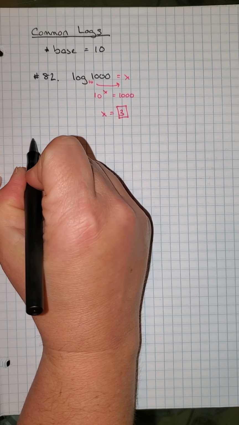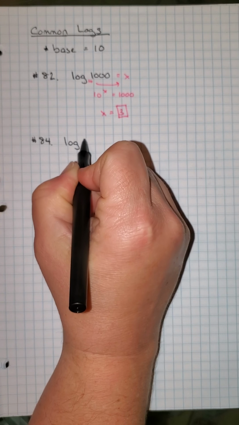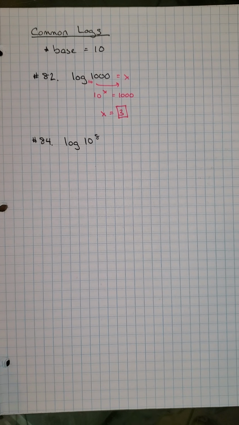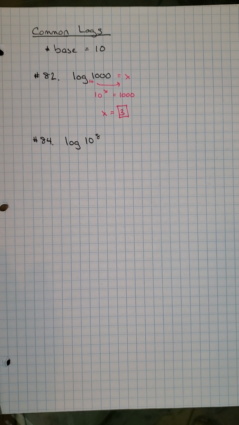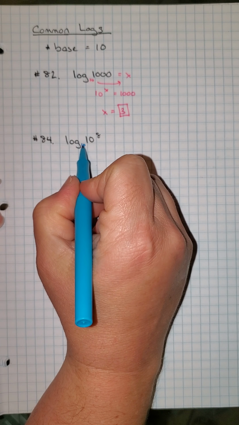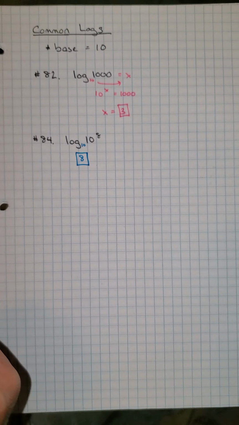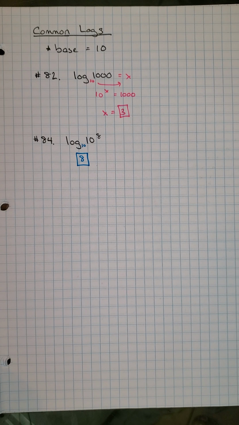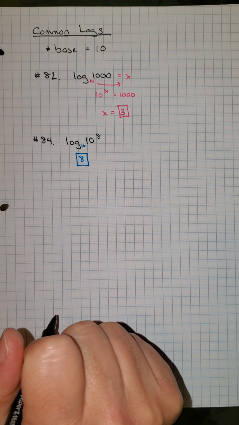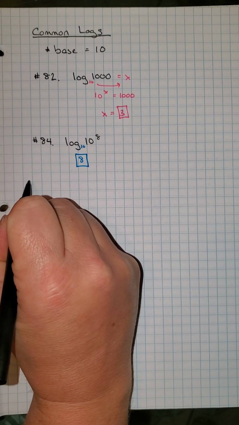So like 84, kind of one of those special ones, but if you have log of 10 to the 8th, this is one of those where your base and your number inside your log match. So you have a base 10. So 10 to what power is 10 to the 8th? Your answer would just be 8. And actually, the same thing would happen with e.